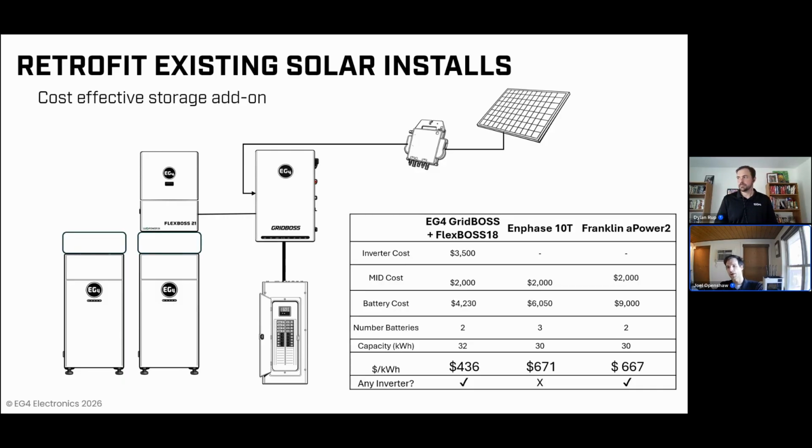So when you're comparing here, you'll see the inverter cost here is something that we're going to represent in our system, because in the Enphase and the Franklin systems, those inverter costs are actually wrapped into their battery costs. But when you look at your number of batteries increasing and you're trying to grow your storage, those numbers are going to even out very rapidly, and EG4 is going to come out on top when it comes to price and value every time.